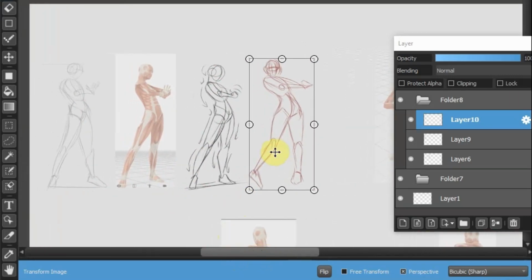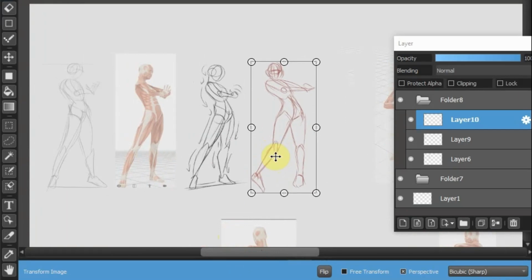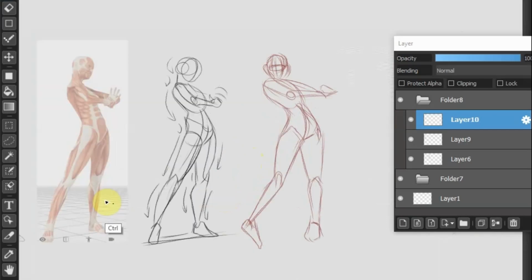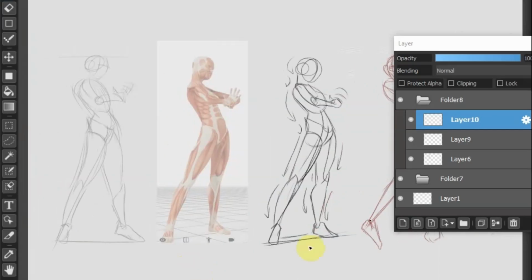So that is all for today's video. The rest of the video I will just play in real time, and you can see how I try to twist the body even more and add my own little poses. But that is all for today's video.